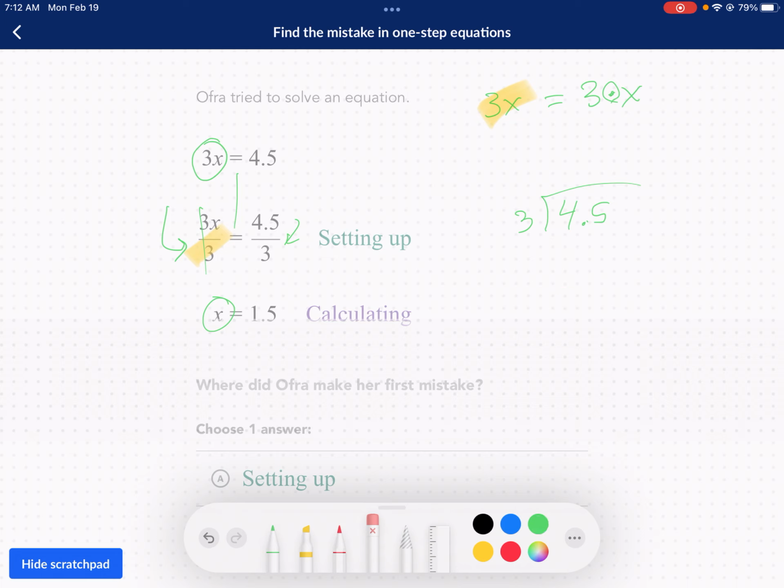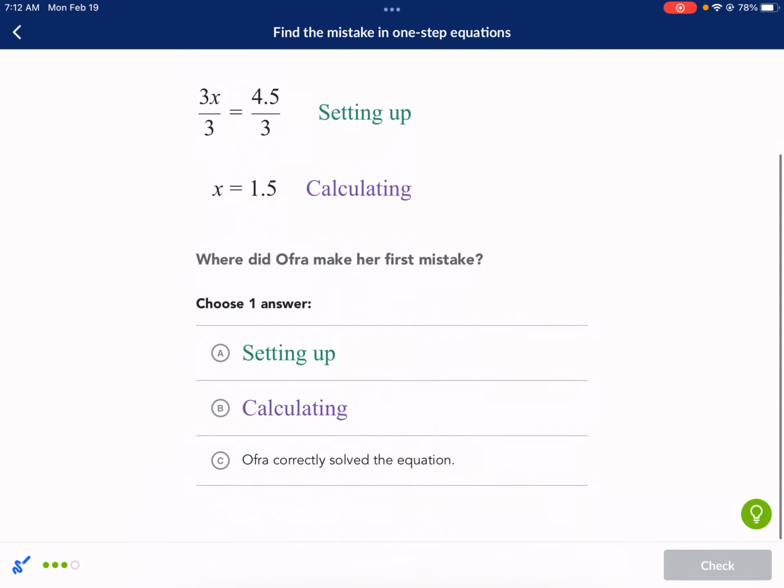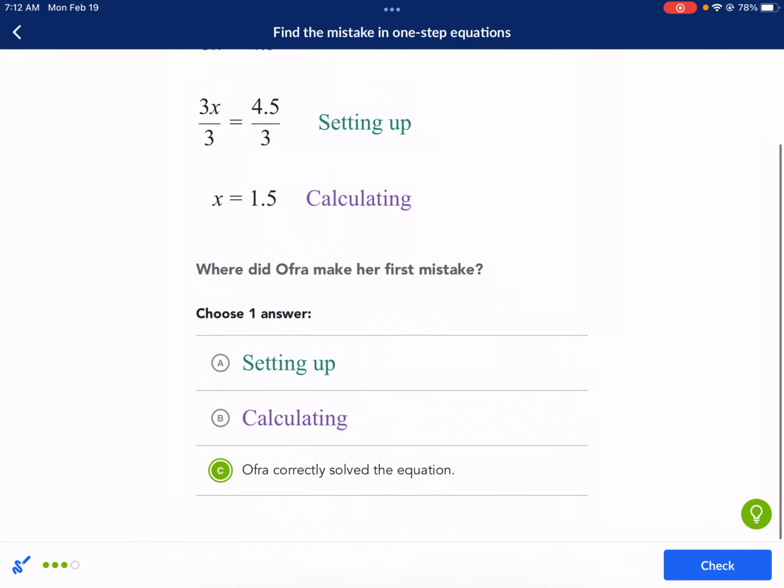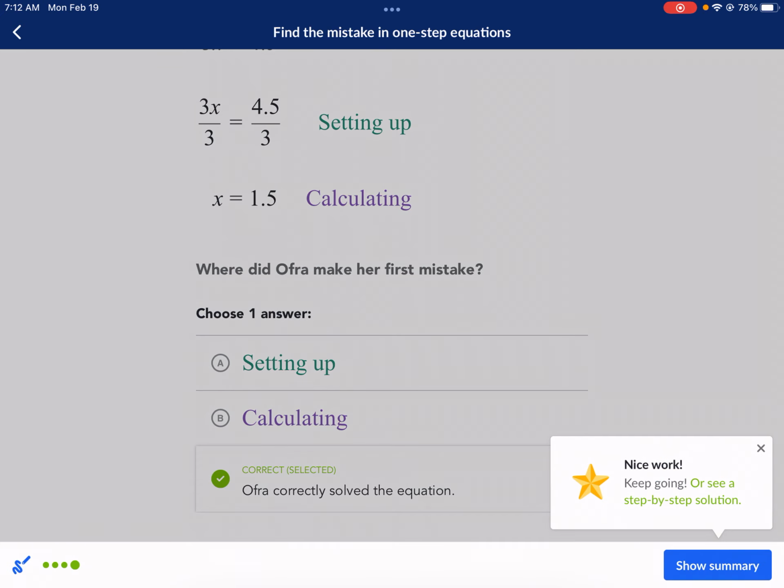Well, I checked my answer. So we have 3 goes into 4 one time, and that's 3. Then we have the 1 left over. There's a decimal there. Drop down the 5, and 3 goes into 15 five times. No remainder, so I'm good to go. So 1.5 is the correct answer. This person did everything correctly. Good job. And that's all there is to it.